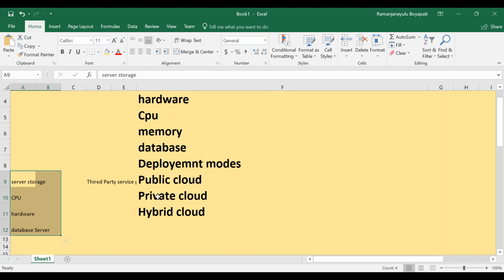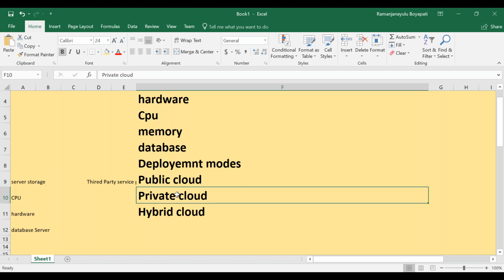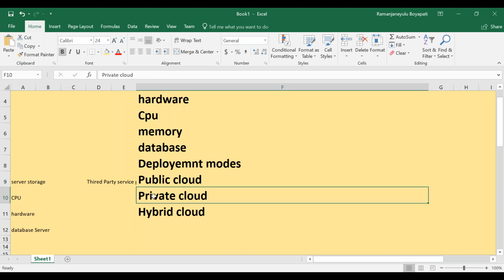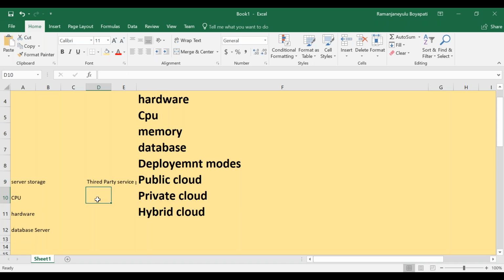So coming to this private cloud, instead of utilizing these third-party data centers, whatever this server, storage, CPU, hardware, database server, all those things and networking, everything we are doing in a private cloud. Private cloud means we are maintaining this in our organization.